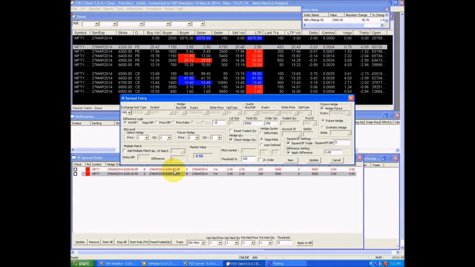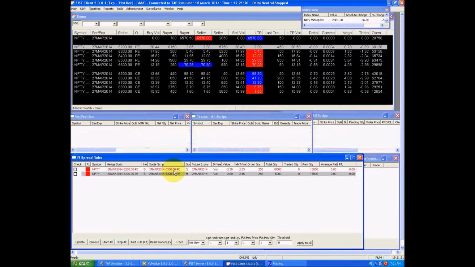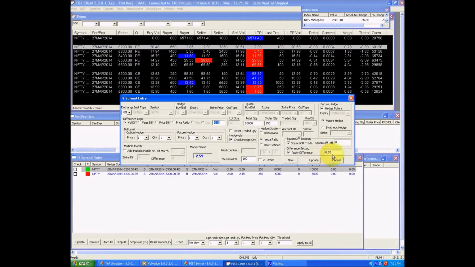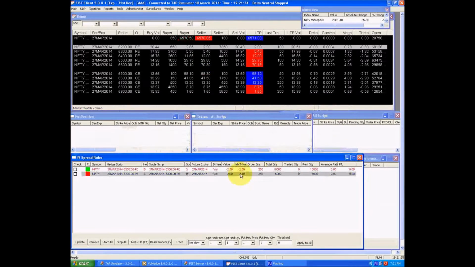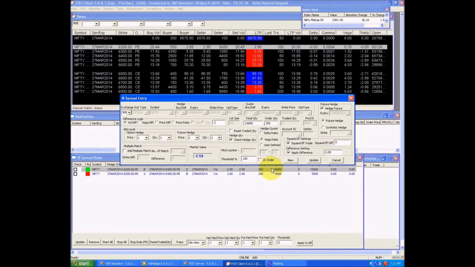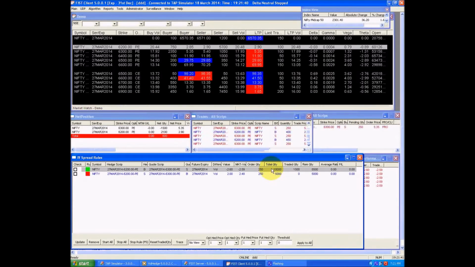So if I want to trade 5,000 or 10,000 quantity at 2.5, just to show you the orders, I have to press the F4 key. By pressing the F4 key, the rule is not quoting because the apply difference logic is at 0.05. So just to show you the trade, I'm making my orders at minus 2.6.